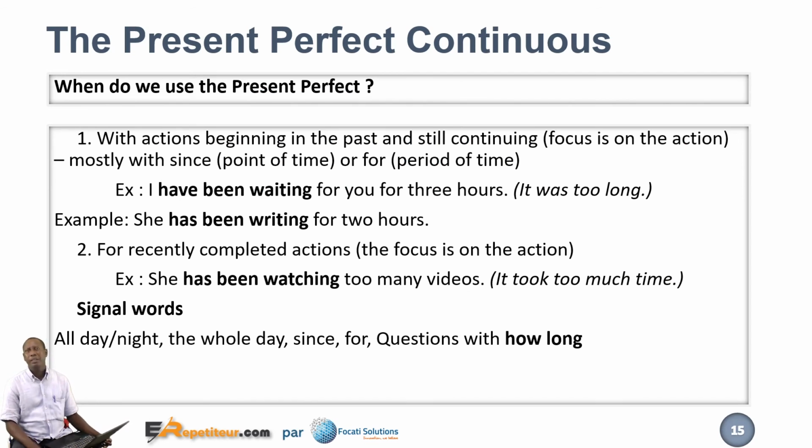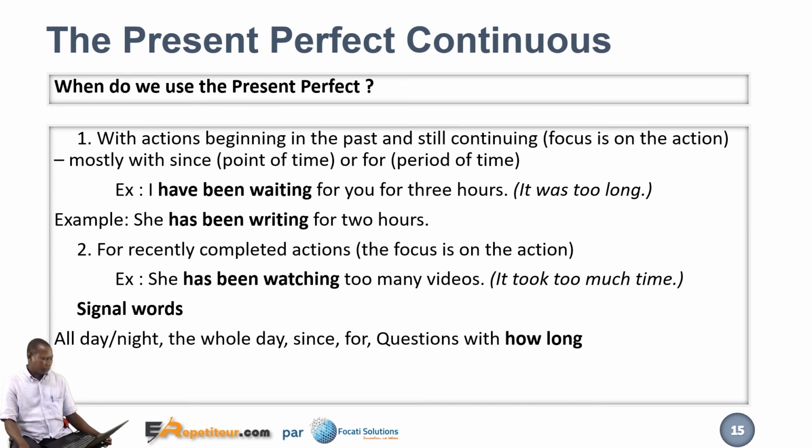When do we use the present perfect continuous? We use it with actions beginning in the past and still continuing. The focus is on the action, mostly with since, a point of time, a starting point, or for a period of time called also duration. Example, I have been waiting for you for 3 hours. It was too long. I have been waiting for you for 3 hours.